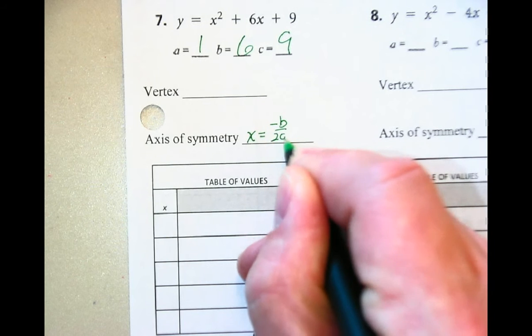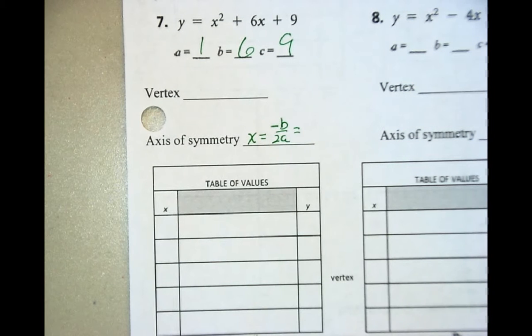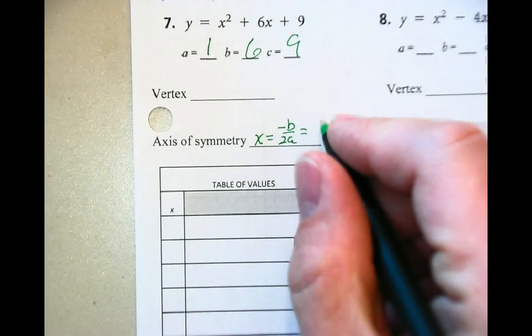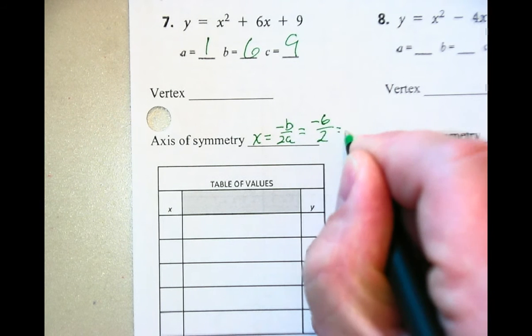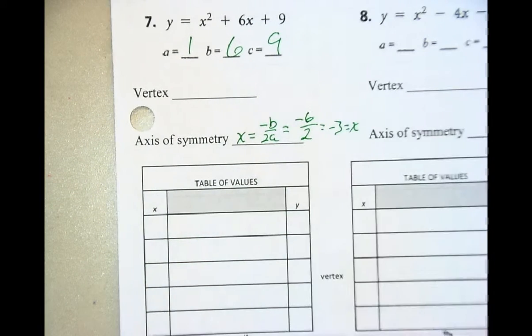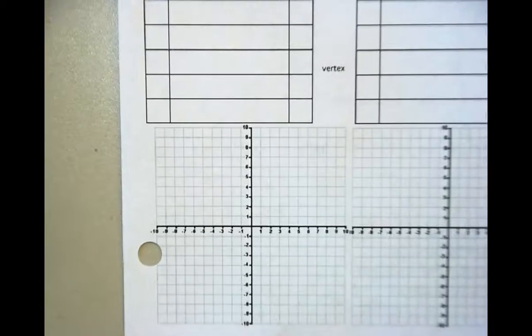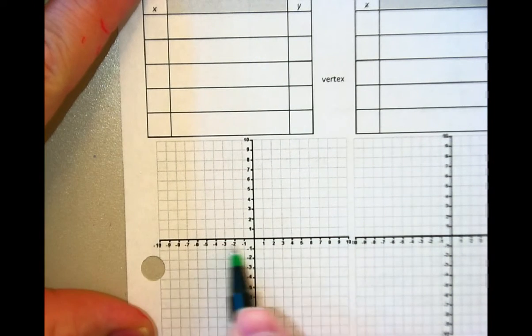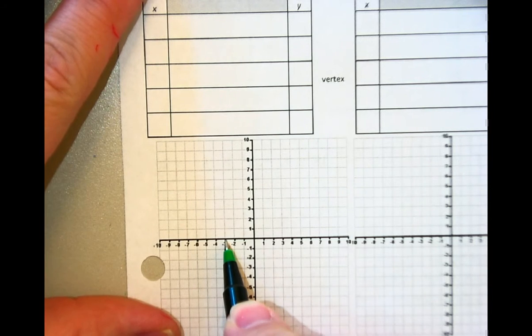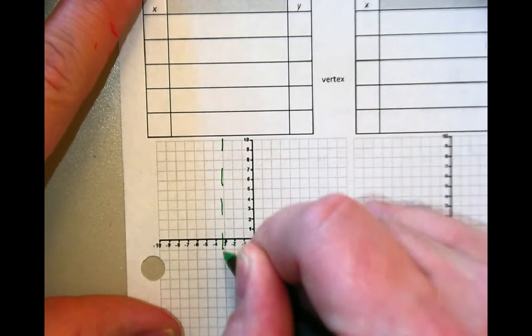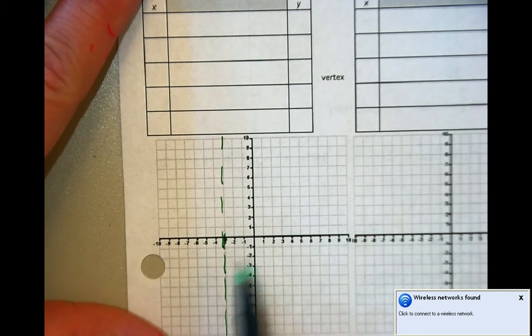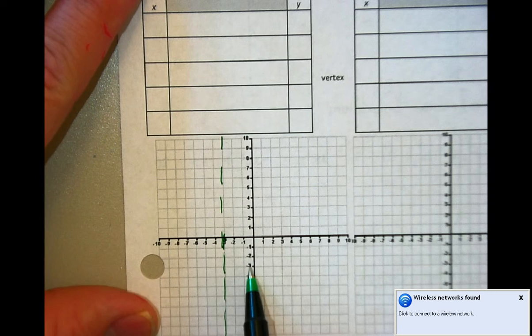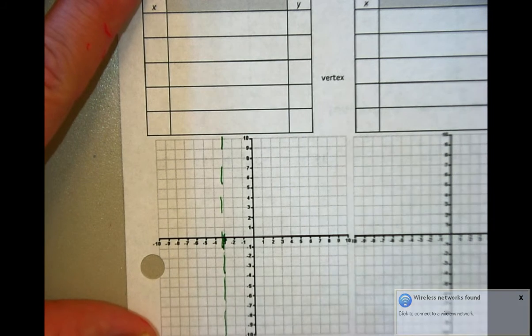Everyone figure out the axis of symmetry? Okay, what do we get? -3, so we get -6 over 2, which is -3. Good. -3 equals x. That equation right there, when I go down to my graph, I can actually go to the x-axis and find -3. That's right there. And this line crosses at -3 on the x-axis. That's the axis of symmetry. That's why we have to say x equals -3. Otherwise, it could be y equals -3, and then it's going this way. Okay, we've got to say x equals -3.